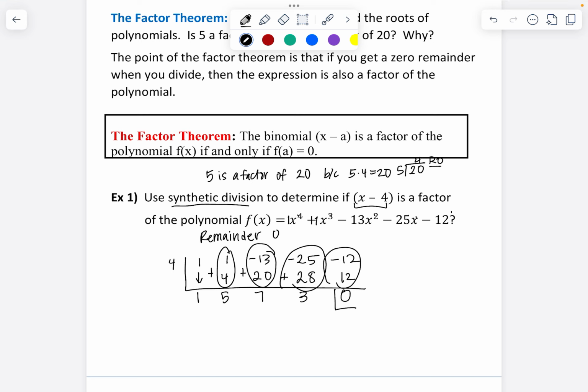This last number is always your remainder. And so here we're looking for a remainder of 0 and we got it. And so yes, x minus 4 is a factor of this polynomial. And the polynomial's name is f of x.